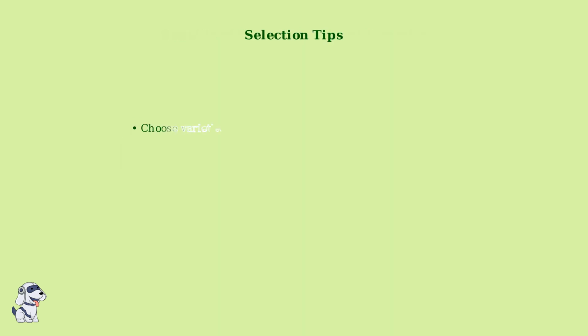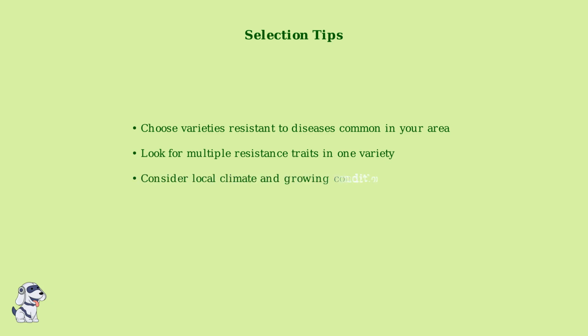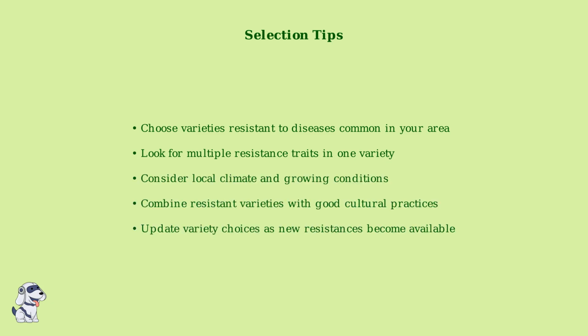When selecting disease-resistant varieties, focus on diseases that are problematic in your specific growing area. Look for varieties with multiple resistance traits and consider how they fit your local climate conditions. Remember that resistant varieties work best when combined with proper cultural practices like crop rotation and good sanitation. Stay updated on new varieties as plant breeders continue developing improved resistance traits.